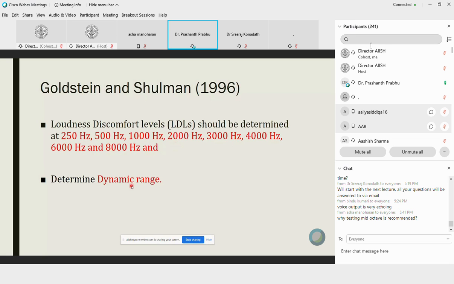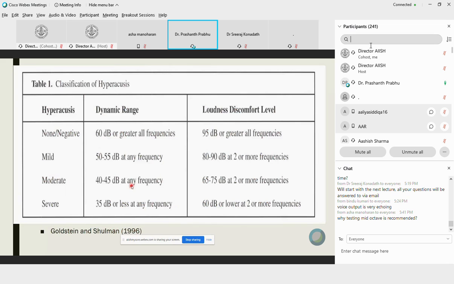We calculate the dynamic range at each of the frequencies. So how do we classify? If a person has a dynamic range of 60 dB or more at all frequencies and an LDL of 95 dB or more at all frequencies, that is normal. A person who has a 60 dB dynamic range and at least 95 dB as the LDL, then it is no hyperacusis.